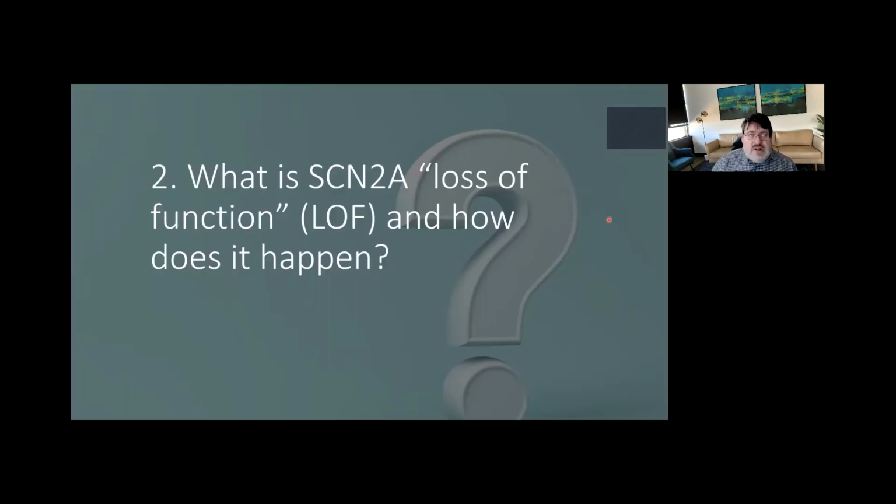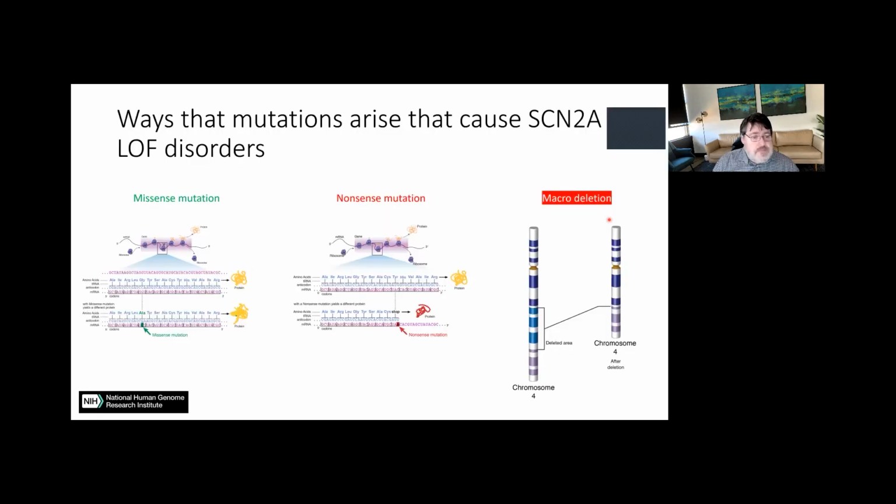So we've learned a little bit about how changes in excitability that are caused by SCN2A are critical for the function of the brain. And now we want to ask the question, what is SCN2A loss of function, and how does it happen? We all hear about these terms, loss of function, gain of function, etc. But in particular, we want to talk about loss of function, which is the topic of today.